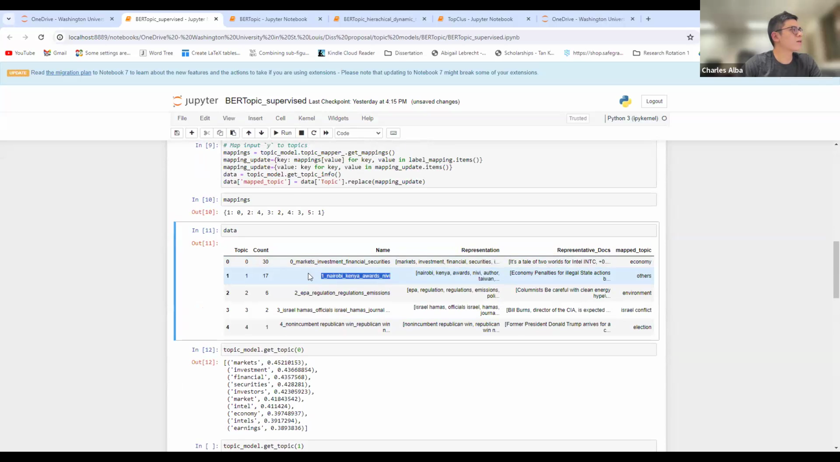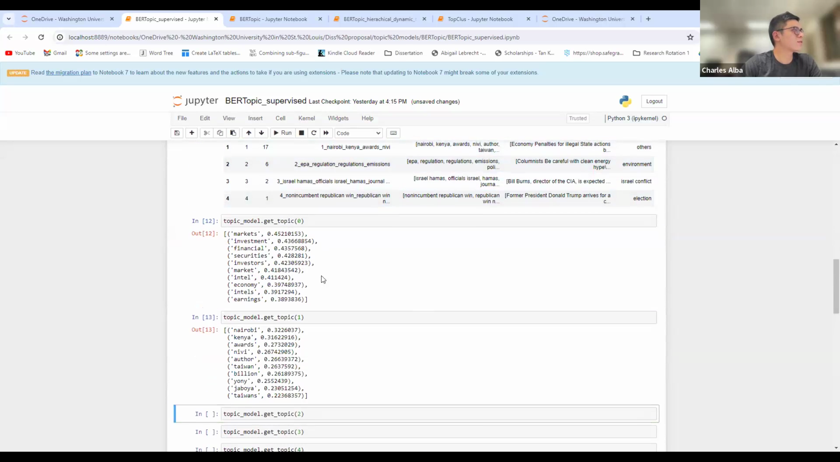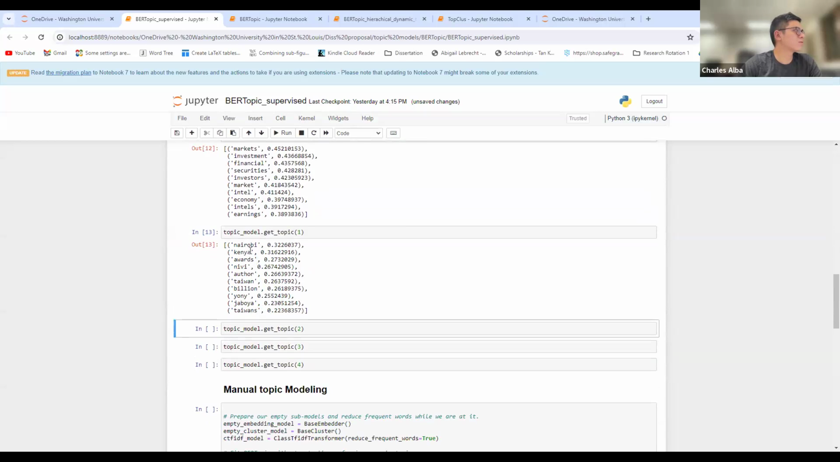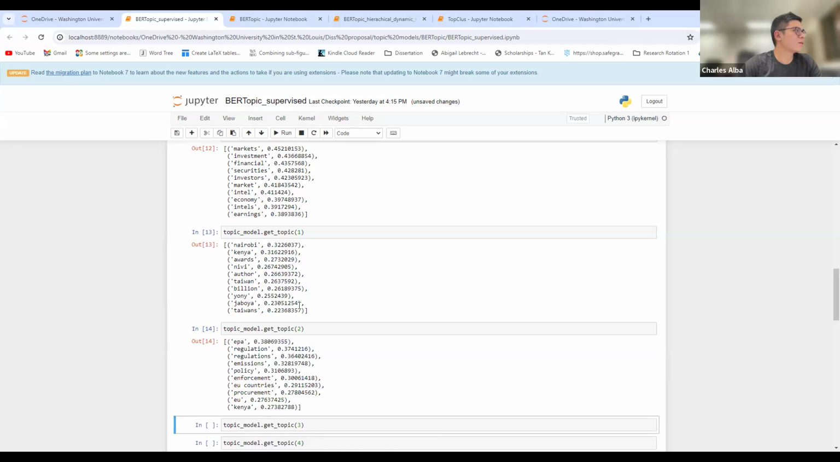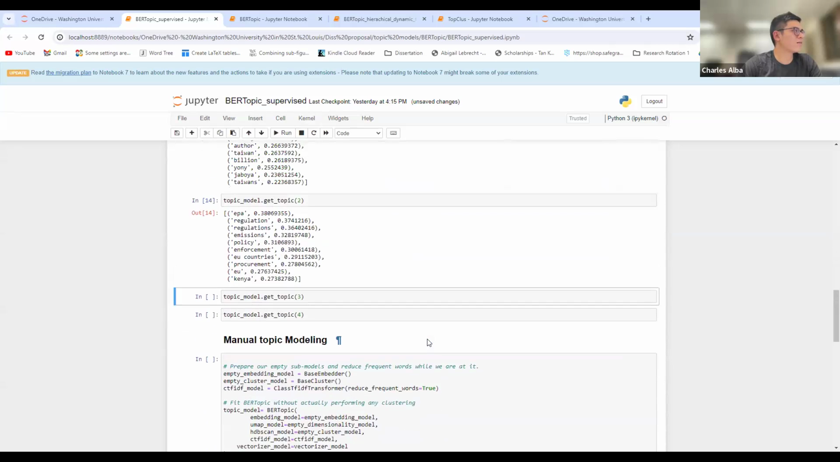Okay, Nairobi, Kenya, I don't know what. Okay, so let's just take a look at this. The first one, again, is something about the Kenyan economy. I wish I read more, but I don't know, right? The third one is about the environment. Again, these topics have been manually labeled by me.